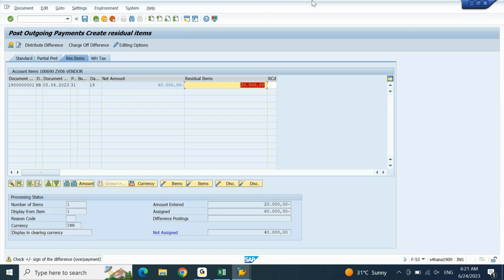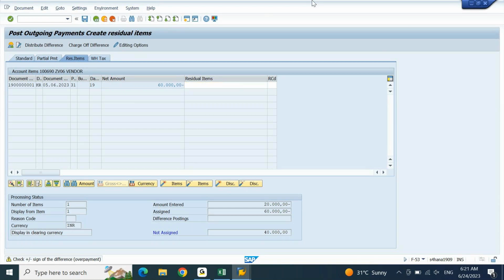In the case of partial payment, the system is not expecting you to put a positive or negative symbol. But in the case of residual payment, it clearly indicates to check the plus or minus sign of the difference over payment. So when you are making any residual payment, you have to be very careful because it is going to create another open item. It is going to create another open item for the balance amount.